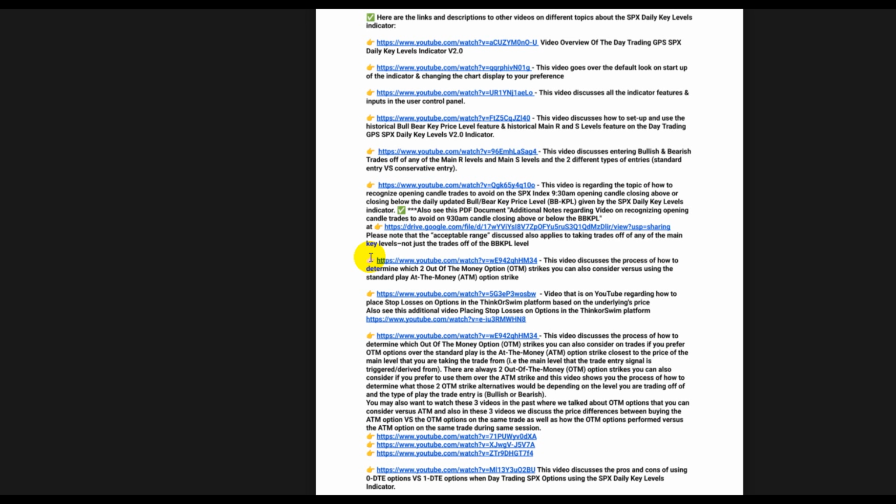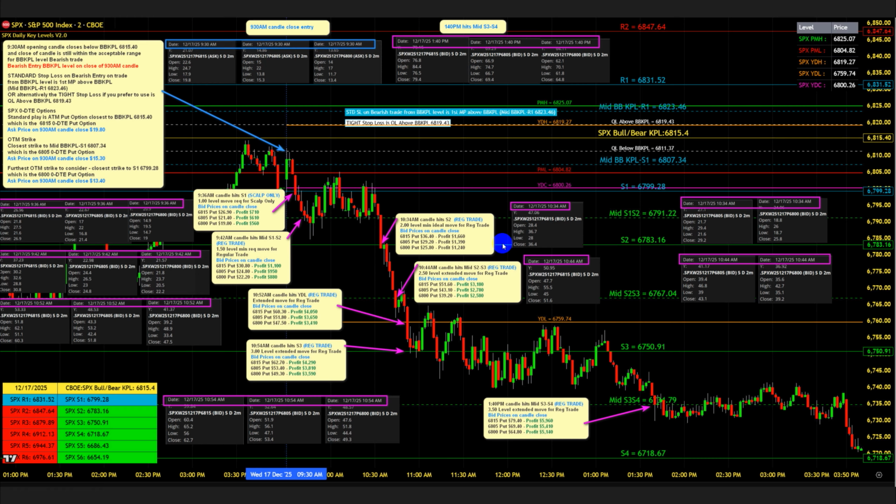Hello, in today's video we'll be taking a look at the December 17th, 2025 trading session for the SPX CBOE index. We'll be utilizing the Day Trading GPS SPX Daily Key Levels indicator, specifically the V2.0 version of this indicator, which was released about 6 weeks ago.